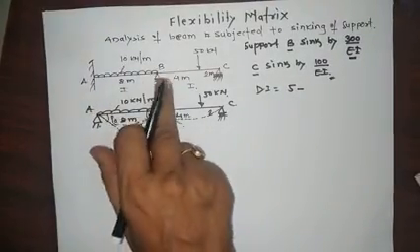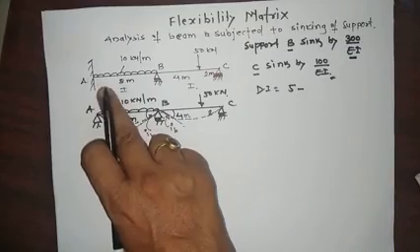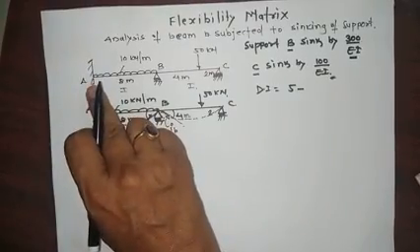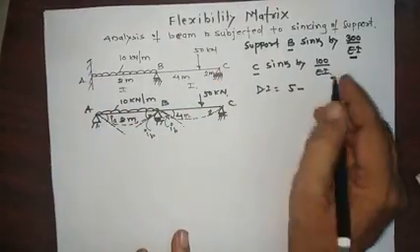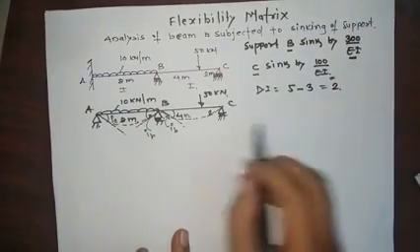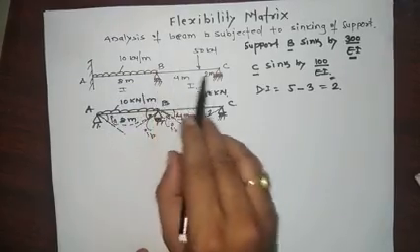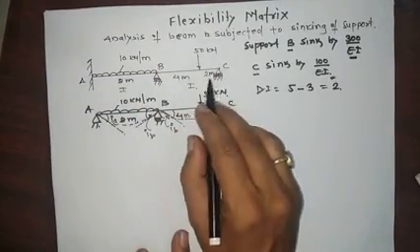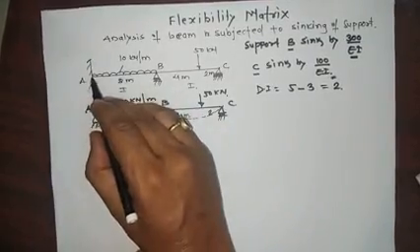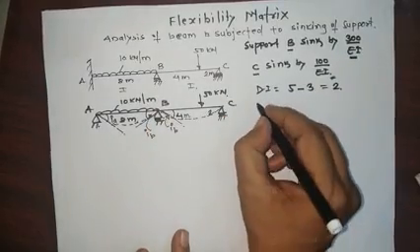Now our first step is to calculate the degree of indeterminacy, that is DI equals 5, unknowns 1, 2, 3, 4 and 5, minus available coefficients 3, so that is 2. It means we have to remove two unknown forces from these 5. So it is easy to remove the moments from the support. Here is a moment and here is a moment. So we are removing the moments.